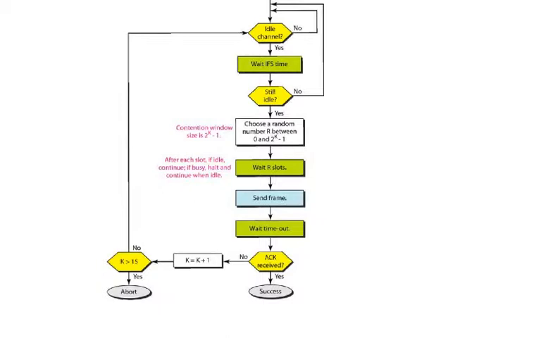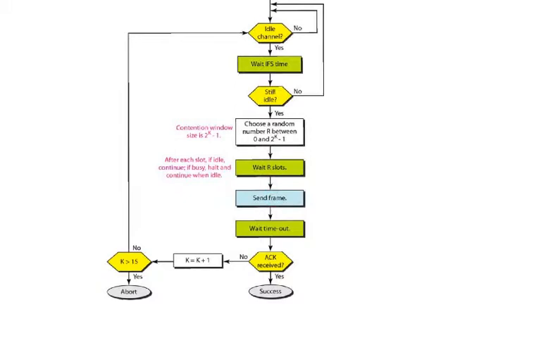So after each time slot, I have to check the channel. During that time, if the channel has become busy, which is not actually illustrated here, then I reset everything and I go back from the beginning. When I go into that branch, this means that I waited for the contention time and the channel is still idle. When the channel is still idle, then I can send.